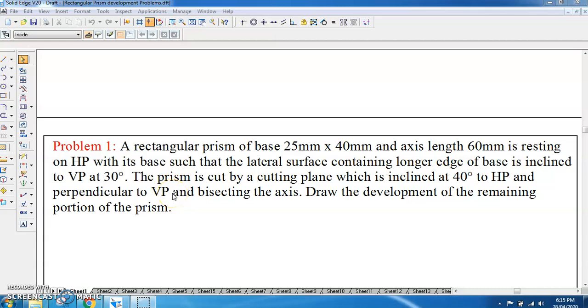So this is the problem statement you are given, and it will look similar to the projection of solids problem statement, where you used to get the solid resting on a corner or on an edge. But here the solid is going to rest on HP with its base, and the lateral surfaces or the base edges will be having inclination in the first view itself. So here they are saying that the lateral surface containing the longer edge of the base is inclined at 30 degrees to VP. So first we have to start with this, and then we can solve the remaining part of the problem statement.